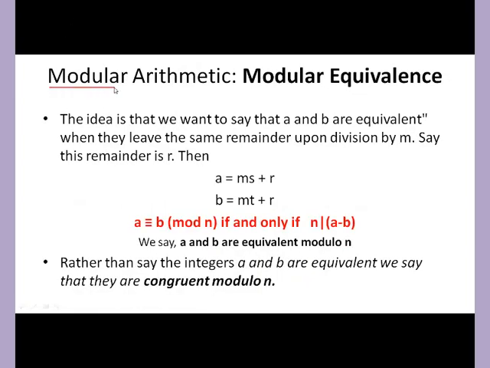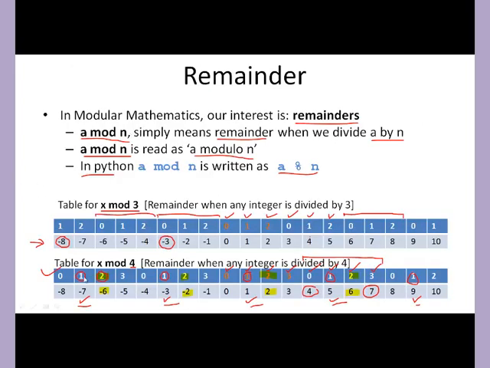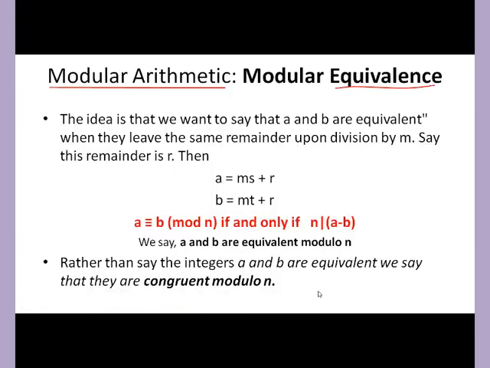Now, modular arithmetic. The first thing is modular equivalence. The idea is that we want to say that A and B are equivalent. When can we say that? Yes, we go back to the residue classes. When the remainder was 1, -7. When the remainder was 1, -3. When the remainder was 1, it was 1. When the remainder was 1, it was 5. So these -7, -3, 1 and 5 all return the same remainder. So we say these are equivalent.